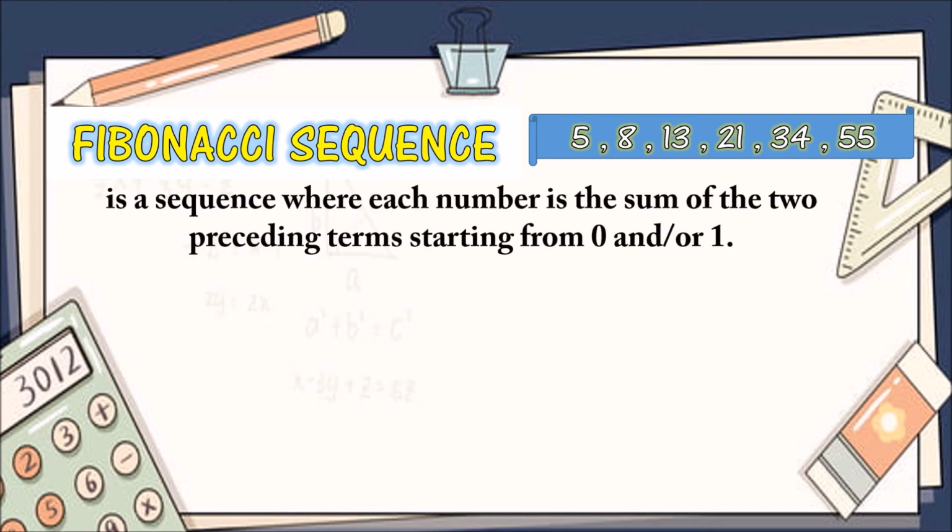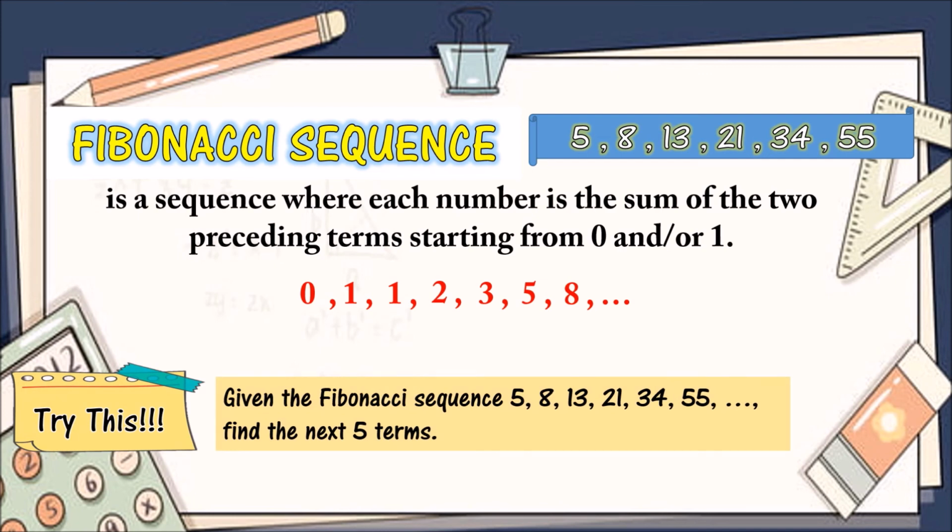It is a sequence where each number is the sum of the 2 preceding terms starting from 0 and 1. So example, we have 0, 1. Kapag inadd natin itong dalawang preceding term, 0 plus 1, siya ang susunod na term, which is 1. So we have 1 plus 1, we have 2. 1 plus 2, we have 3. 2 plus 3, we have 5. 3 plus 5, we have 8. And so on and so forth.